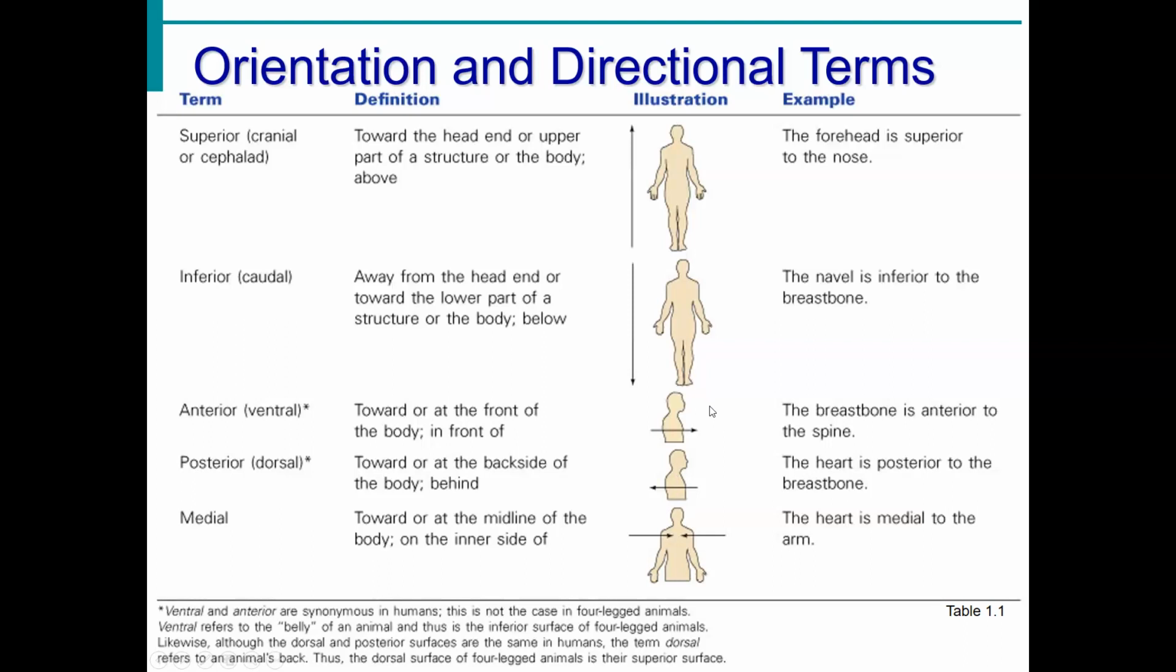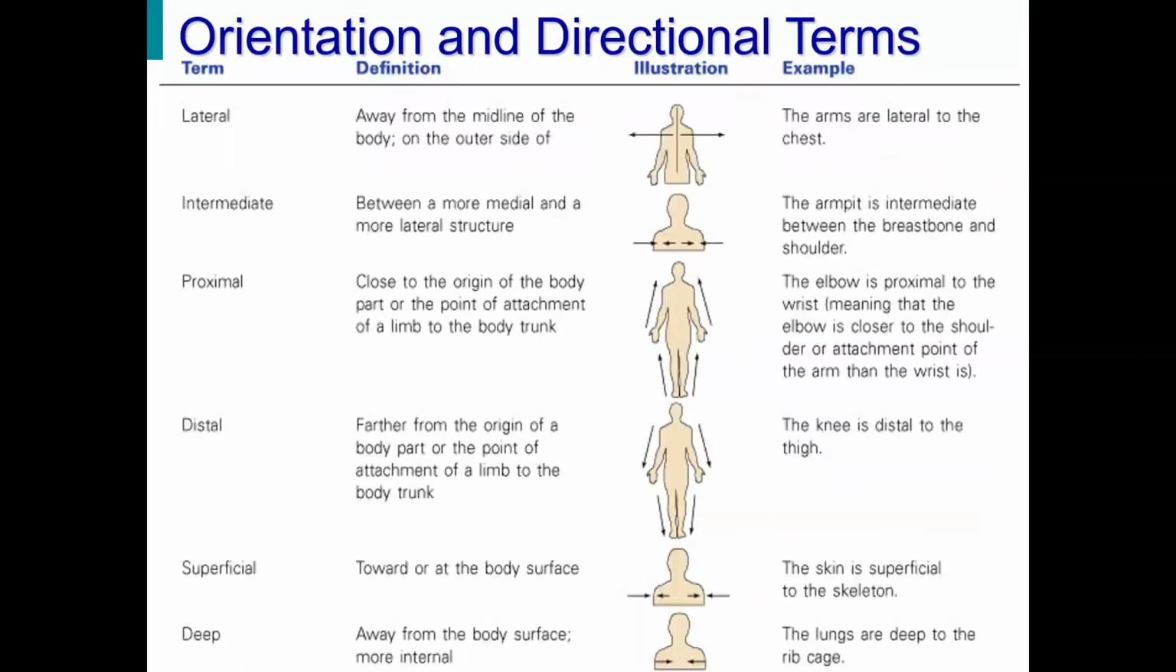The navel is inferior, below, at the bottom. Inferior, below the breastbone, okay? The forehead is superior to the nose. Yes, our forehead is above our nose. It would behoove you to understand these orientation and directional terms. Other terms: lateral, intermediate, proximal, distal, superficial, deep, okay? Take some time and understand what these orientation and directional terms refer to.